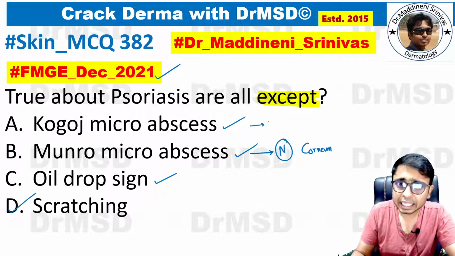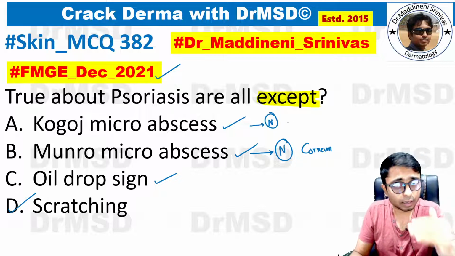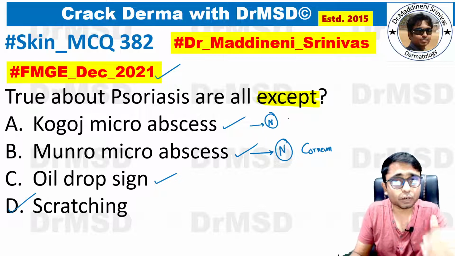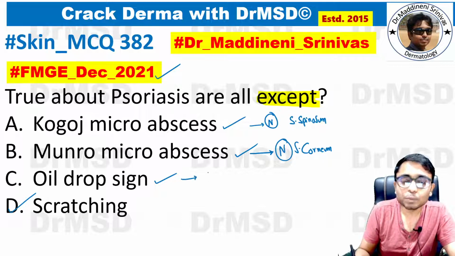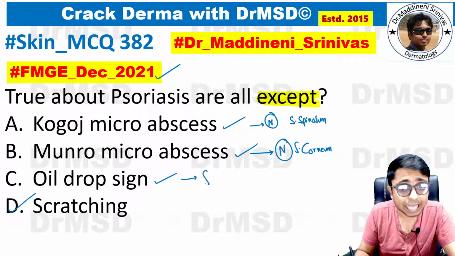These are again collections of neutrophils, but now the level of the collection is not the stratum corneum, it is the stratum spinosum. Stratum spinosum, okay. And what is oil drop sign? This is also called Salmon patch.